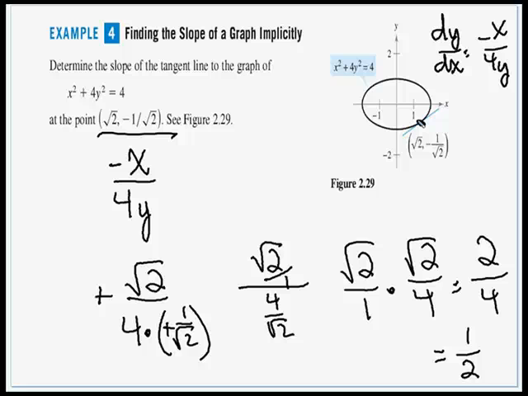And visually, just to verify that, it's a positive slope. We definitely have positive here. Just by eyeballing it roughly, it's pretty darn close to 1/2. It better be, because that's an exact answer.